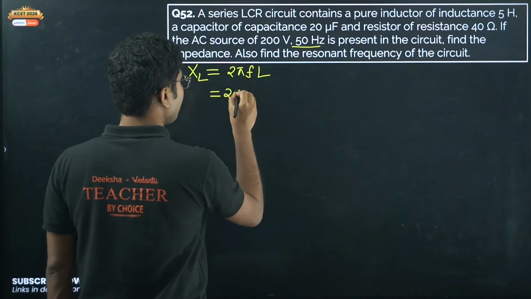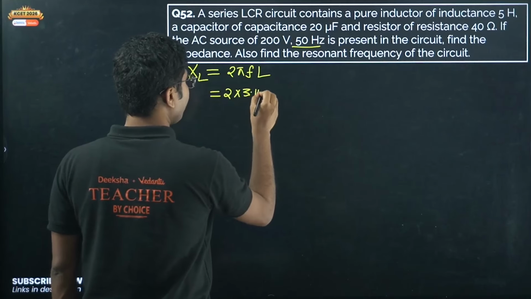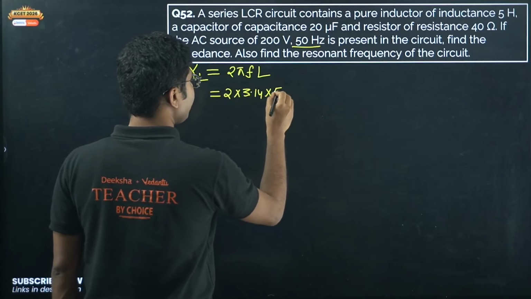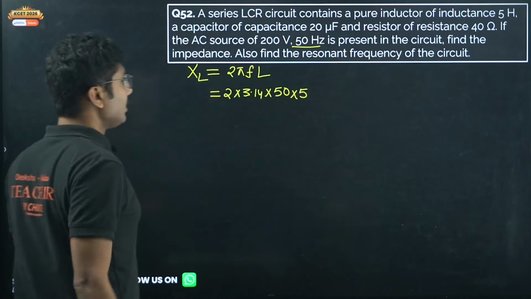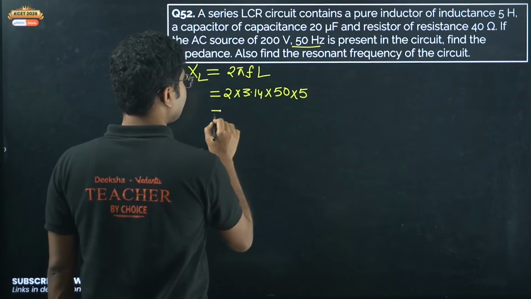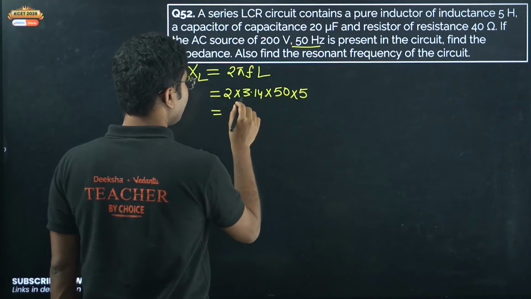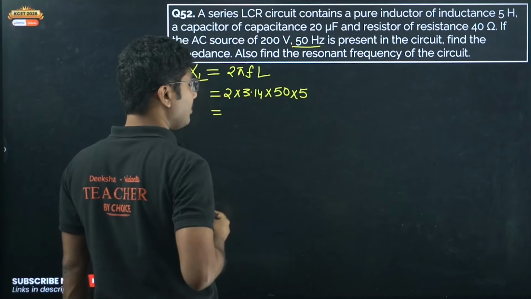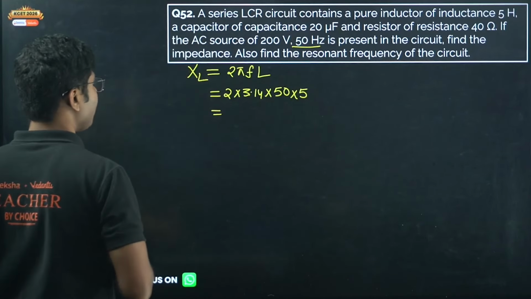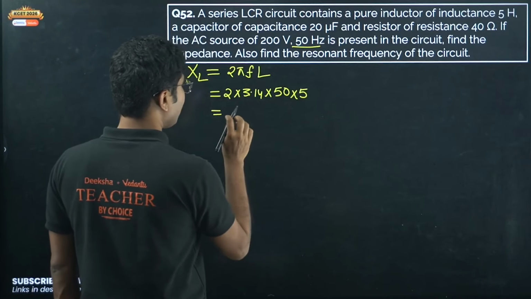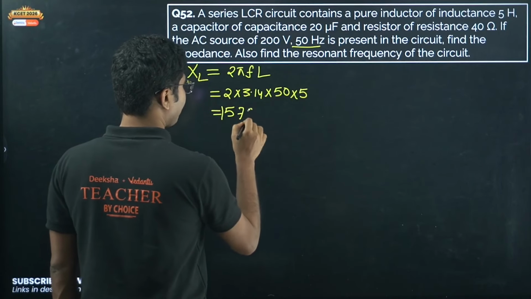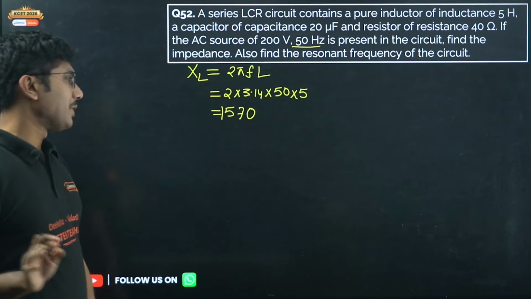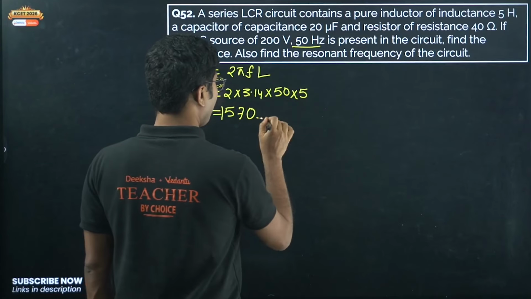2 into 3.14 into frequency is 50 and L is 5. Okay, 5 Henry. So what you will get is 100 into 500 into 3.14. So 500 into 3.14 will be about 1570. Okay, it will be approximately 1570 ohm.